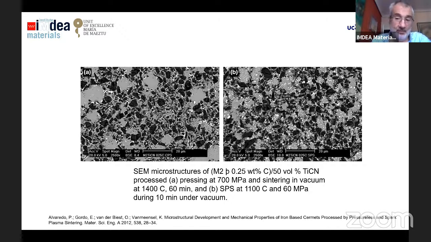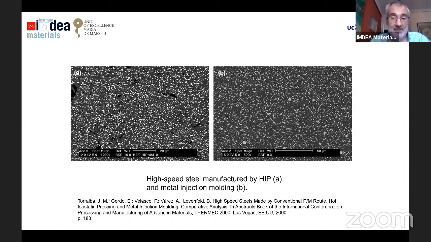Here we have more or less the same microstructure with the same material, which is iron-based with reinforcement of carbides or carbon nitrides in this case. On the left, we have reached the microstructure of this composite by pressing at 700 megapascal and sintering in vacuum at 1400 degrees during 60 minutes. And on the right, we can reach the same material by sintering in spark plasma sintering equipment, 1100 degrees, 60 megapascals, and just 10 minutes under vacuum. So you can compare here the flexibility of powder metallurgy as a technology that can provide many different possibilities for the same material.